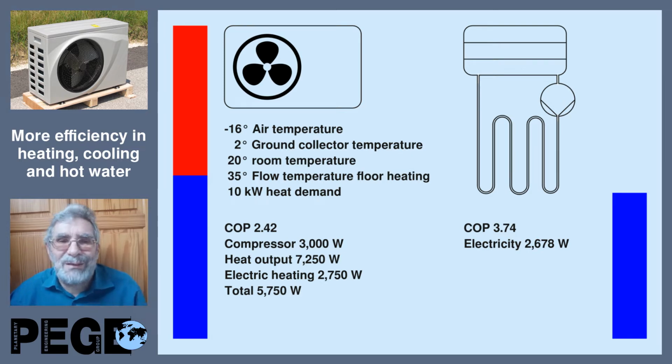We take an electric heater. We take 2,750 watt electric heating and we have 10,000 watt thermal power and the heat demand of the house is okay now, but we have a dramatic increase of electric power demand. This we call the degeneration of an air heat pump to an electric heater.